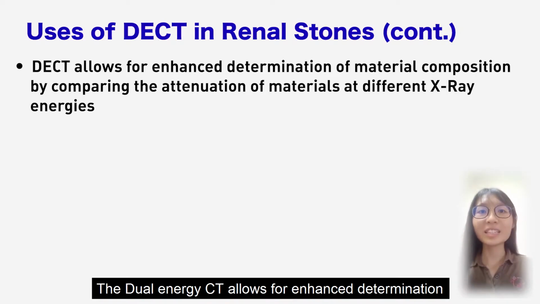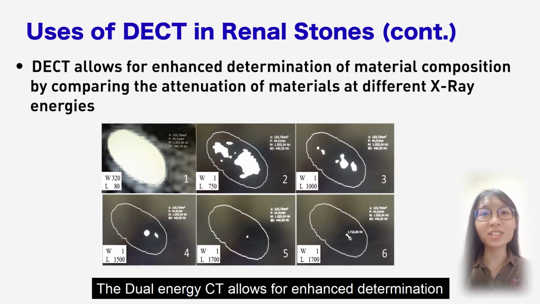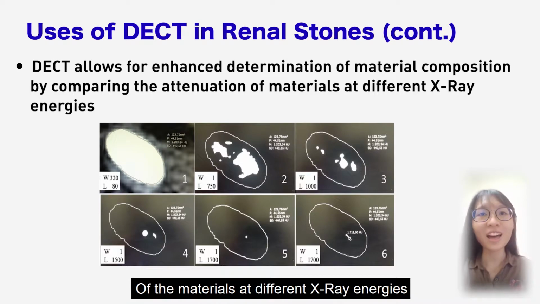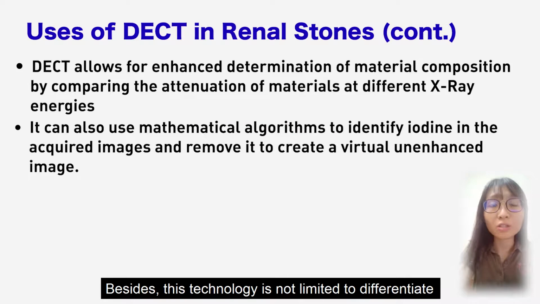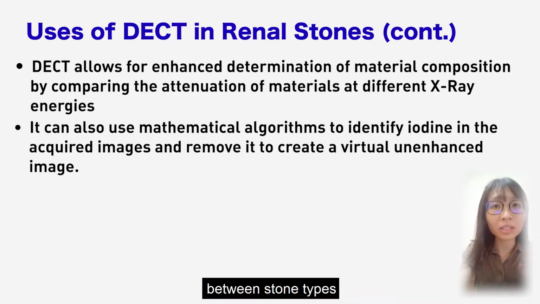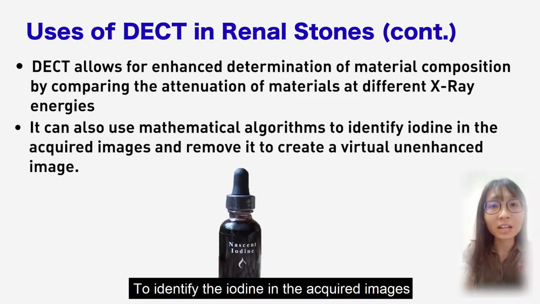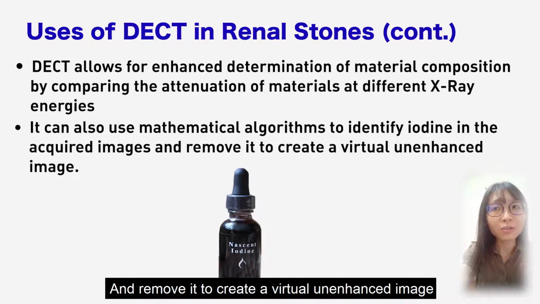The dual energy CT allows for enhanced determination of material composition by comparing the attenuation of the material at different X-ray energies. Besides, this technology is not limited to differentiating between the stone types, but it can also use mathematical algorithms to identify the iodine in the acquired images and remove it to create virtual unenhanced images.